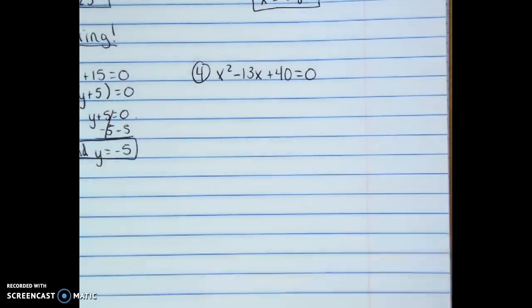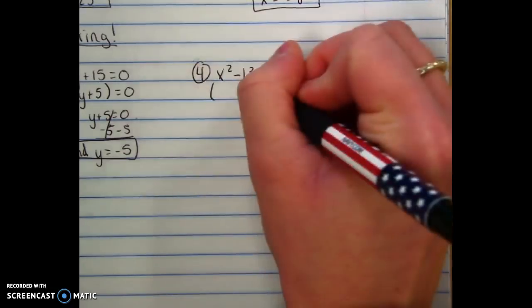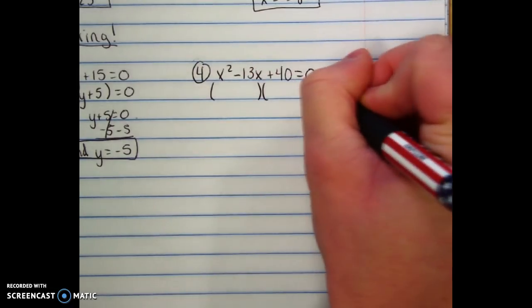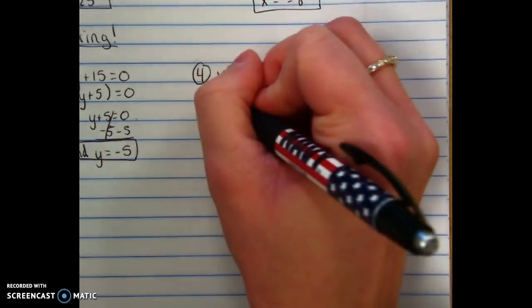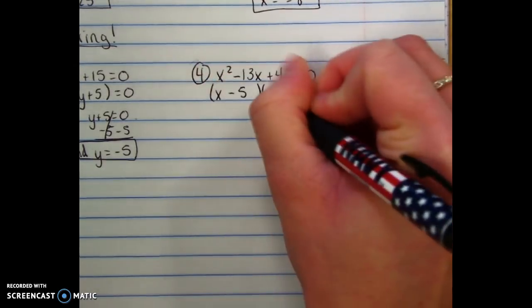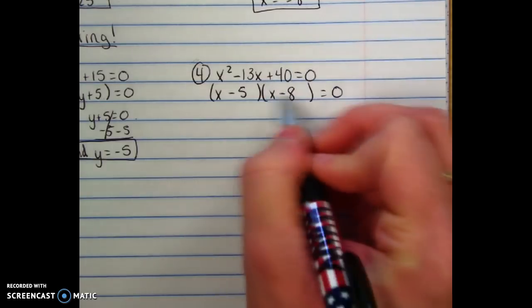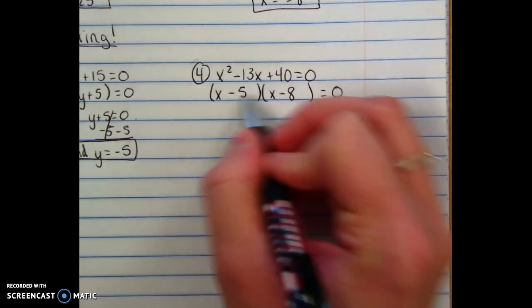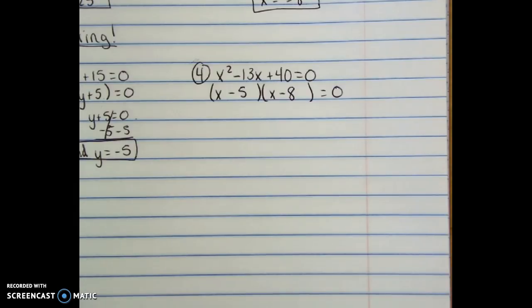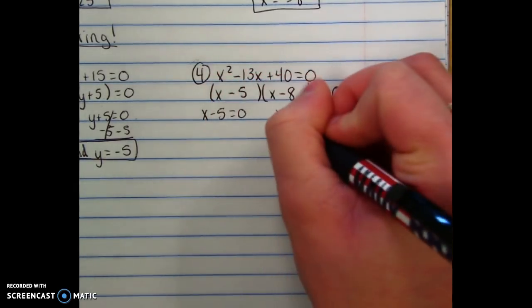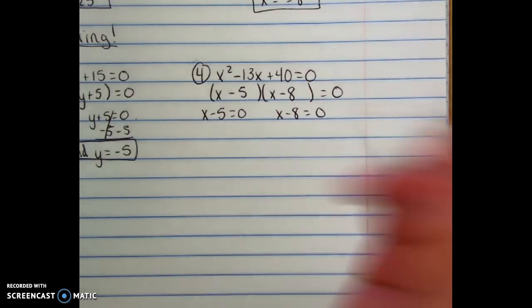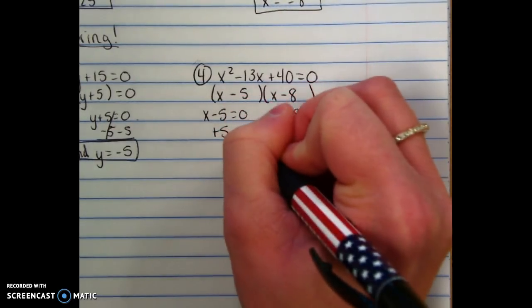Okay, let's factor this lovely thing. So for this one, they should have both been negative. So x minus 5 and x minus 8. Negative 5 times negative 8 is 40, and then negative 5 minus 8 is that negative 13. Now you set each of them equal to 0. So add 5 to both sides.